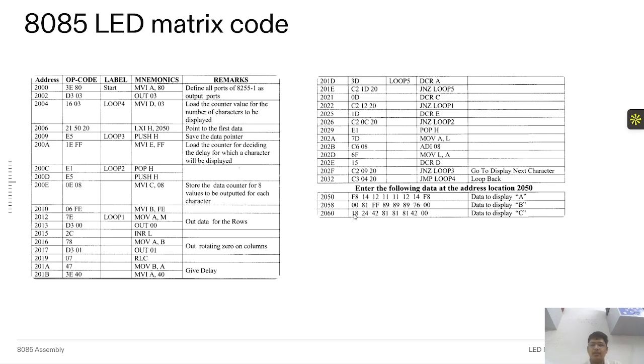Now I will come to the address location where we supply the data to be displayed for the favorite pattern, whatever we want to display on the LED matrix. We start from address 2050, which is used to get the display A. Then from 2058 is the code that will be used to display B, and this is finally to get the C.